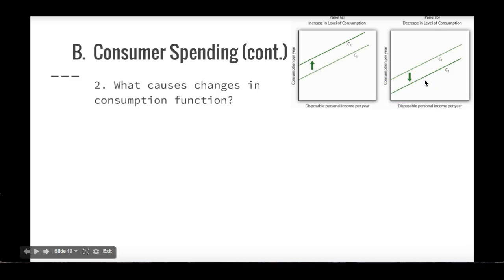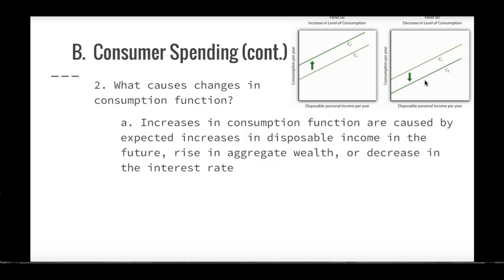Well, what causes that to happen? Well, there's a couple of things. First of all, it's going to be caused by an increase in disposable income. So think about it this way. Our increases in disposable income. If we're expecting that in the future something's going to happen and all of a sudden we're going to have more money, okay, that will definitely affect how we're spending today.